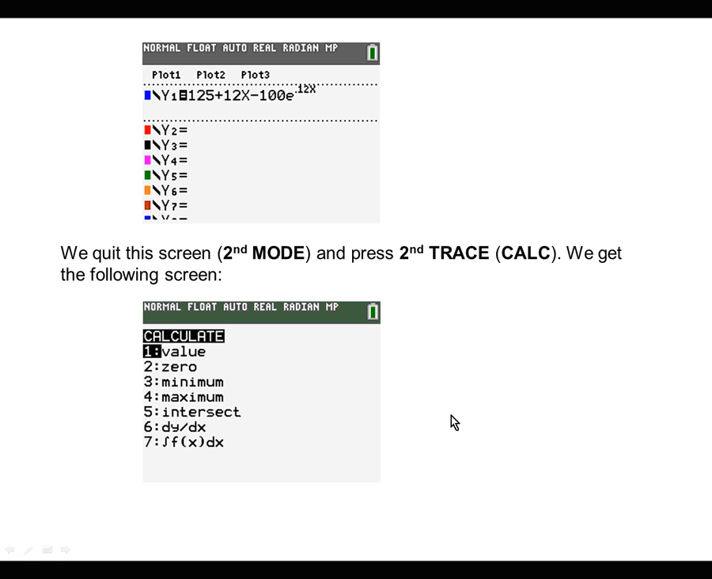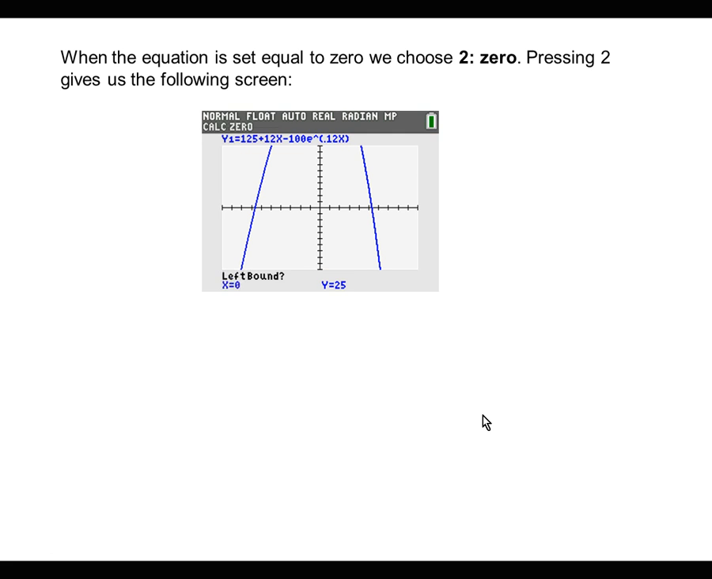So it's going to be choice number 2. When the equation is equal to 0, we choose 2, 0. If we press 2, we get that screen. Notice, it graphs. And remember, we're looking for the x-intercepts. So we actually see some x-intercepts. If we didn't see x-intercepts, we might have to change the window setting or just zoom out.